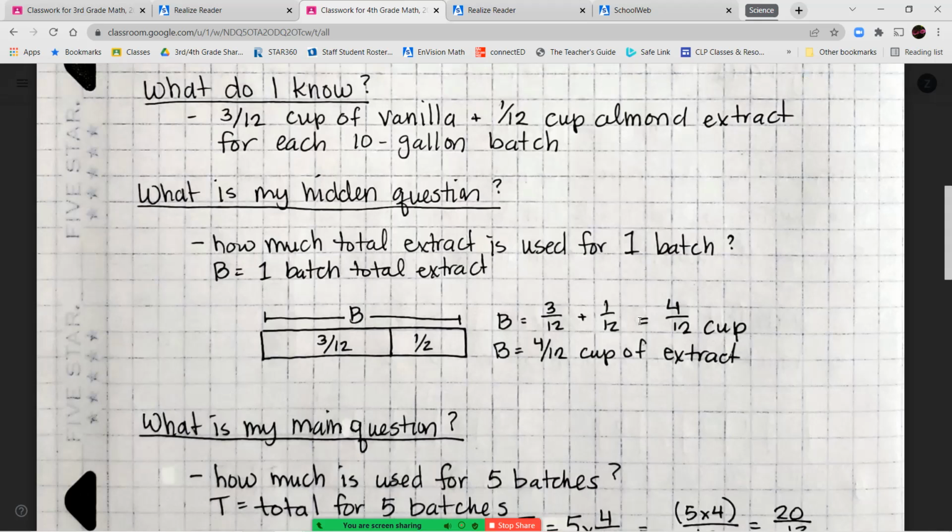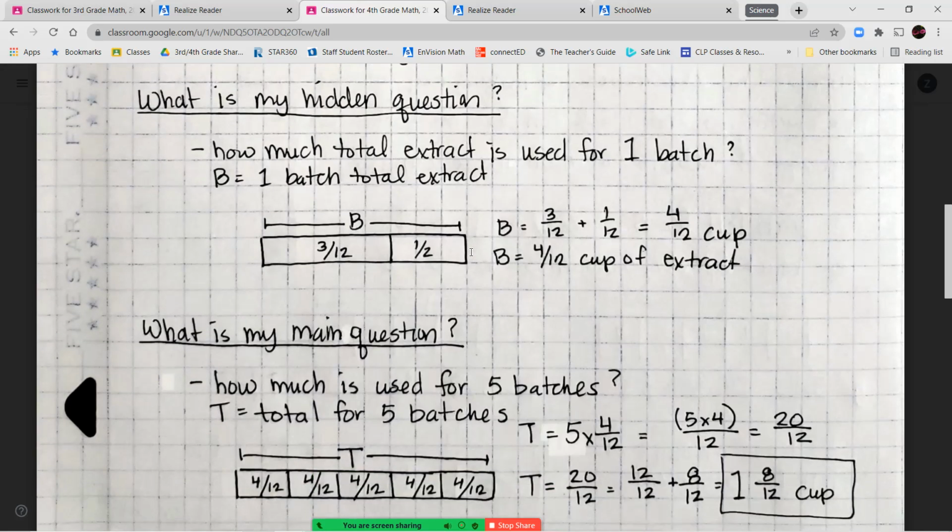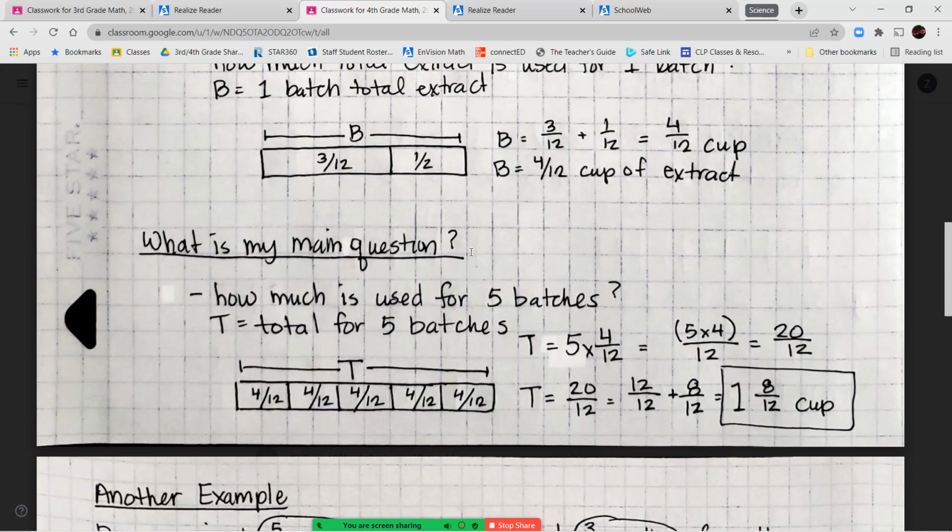Now, in order to show this using a bar diagram, you are going to put the B on top because that's going to be our total. And then underneath that, you're going to put the 2 parts that you know, the 3/12 for the vanilla and the 1/12 for the almond. And then you're going to add them together the way we normally add fractions. So we're going to add just the numerators, and then the denominator will stay the same. So 3/12 plus 1/12 equals 4/12 cup of extract. So she needs 4/12 cup of extract in one 10-gallon batch.